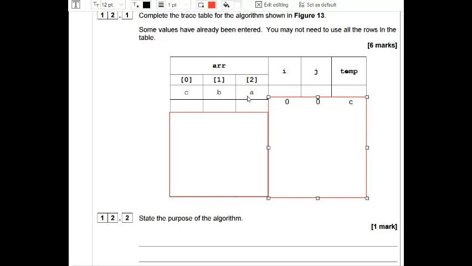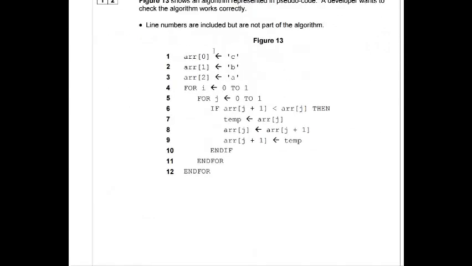So, by looking at that pseudocode, we got 0 and C. So we know that's C. We're in I, so that's 0. J is also 0, so it's less. So now we want the next one, which is less than 1. If that's less than 1, then we're going to change that around.